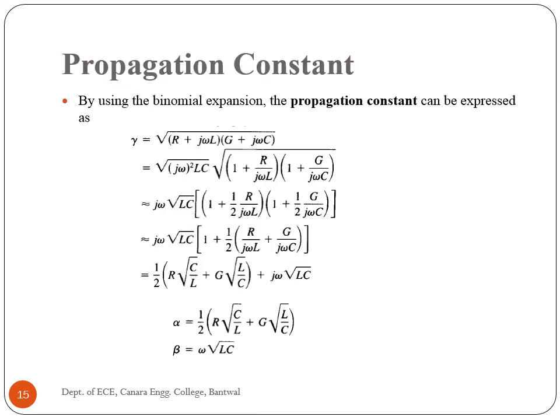Propagation constant, that is gamma. Gamma equal to root of Z into Y. Z is impedance, Y is admittance. Impedance of the transmission line in terms of the primary constants is given by R plus J omega L, and Y is equal to G plus J omega C. So gamma is equal to root of Z into Y, that is root of (R plus J omega L) (G plus J omega C). In the second line, keep the J omega L and J omega C outside, we will get the equation as in the second line.